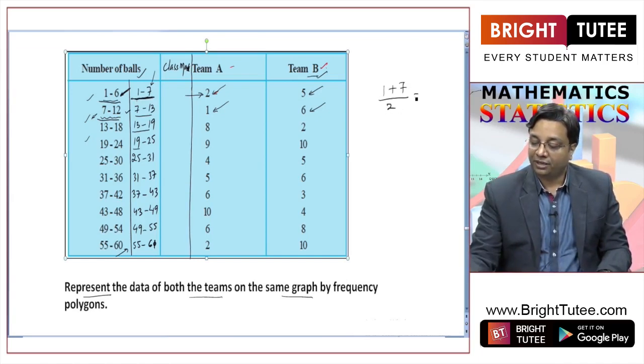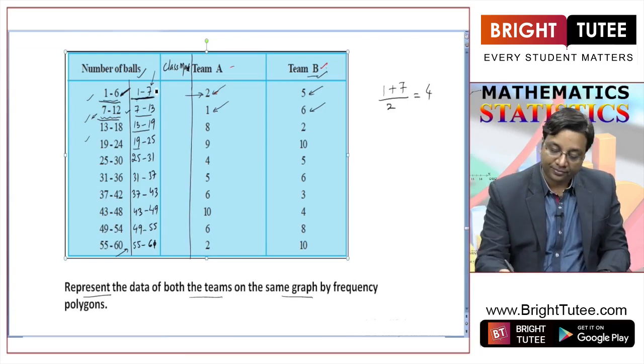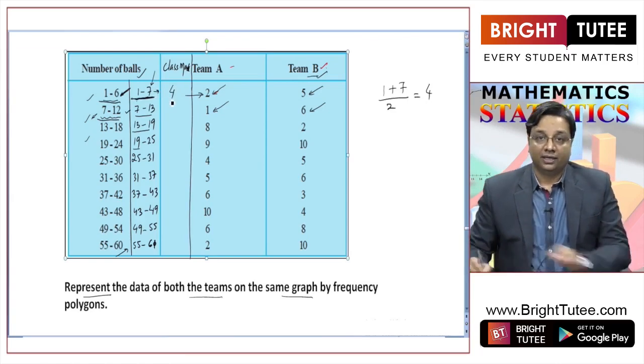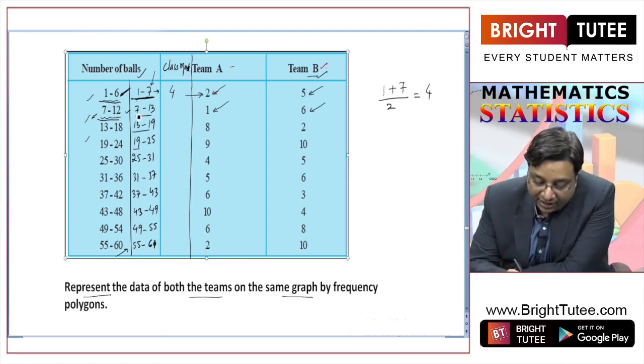Their sum divided by 2 will give me 4. So the class mark for this particular class is 4. Right? What is the class mark for the next class? 13 plus 7, 20 by 2, that is 10. For this one, it will be 19 plus 13, that is 32. 32 divided by 2 is 16.